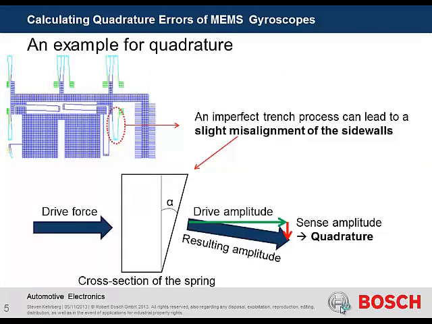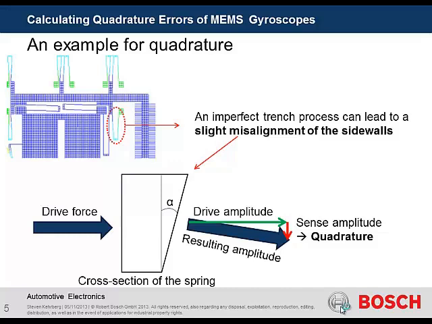So how is this angular rate sensor influenced by quadrature? If you have a look at these drive springs that you have here, this is just the upper right corner of our sensor, then you can imagine if the cross-section of these springs would be a perfect rectangular shape, then we would have, with an in-plane drive force, a perfect in-plane sense amplitude. But whenever we have a slightly imperfect trench process, we get a minor misalignment of these side walls, as it is presented here.